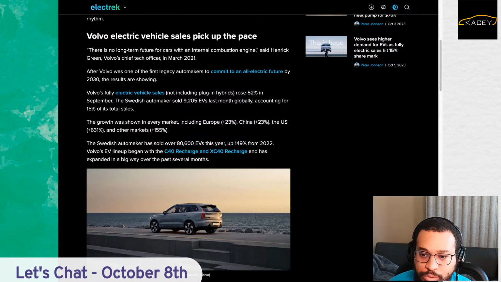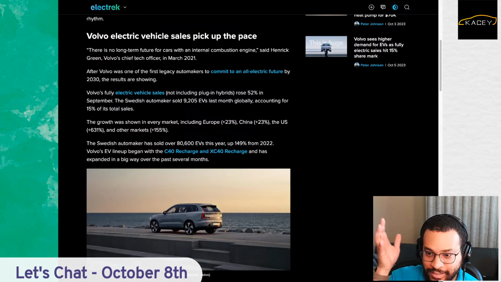The growth was shown in every market, including Europe at 23%, China at 23%, and the US at 631%, and other markets at 155%. The Swedish automaker, or Chinese, has sold over 80,600 EVs this year, up 149% from 2022. Volvo's EV lineup began with the C40 Recharge and the XC40 Recharge and has expanded in a big way over the past several months. This is how you put your money where your mouth is.